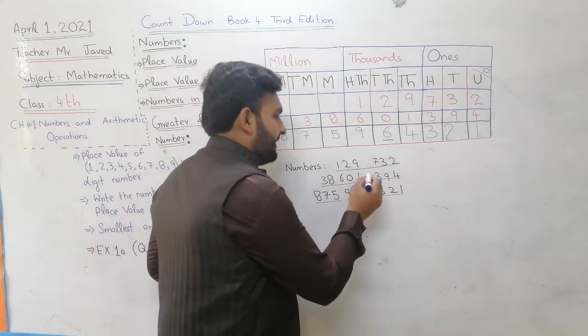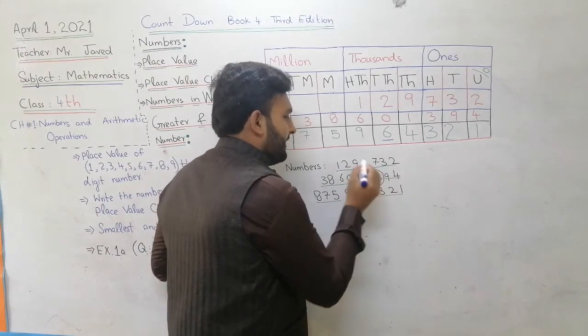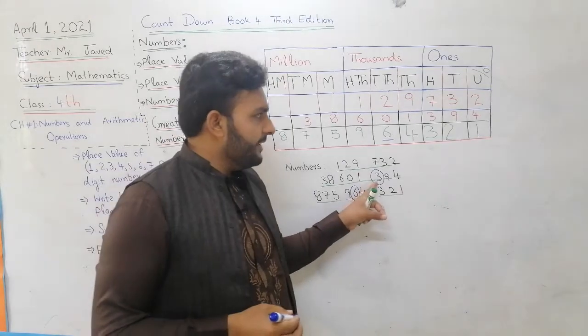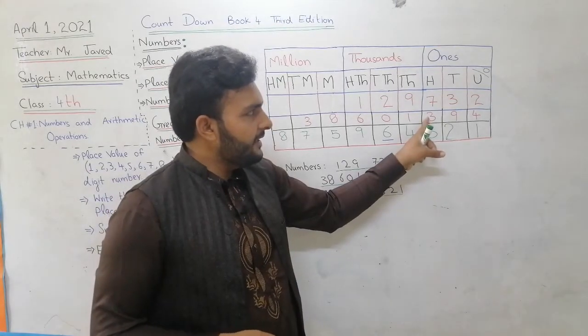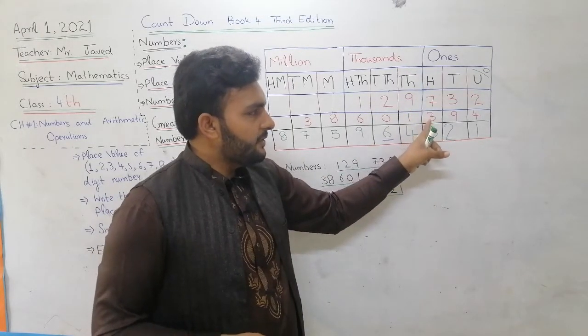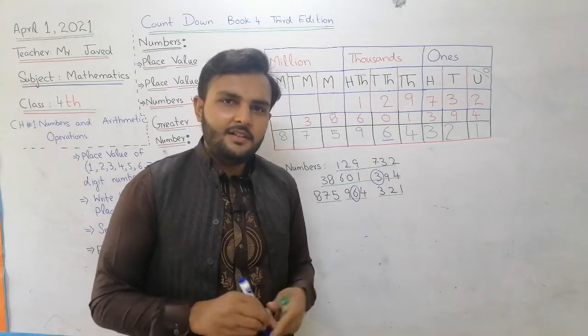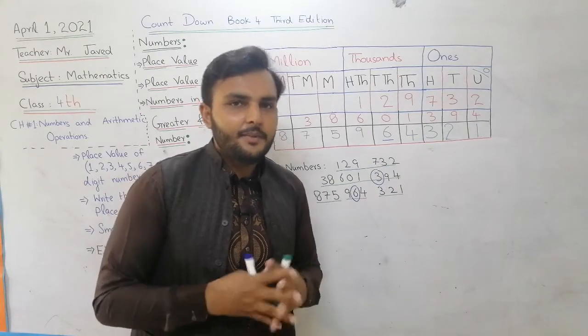Now, if I ask the place value of 3, then what will you tell? 100th place. Where is 3 here? This 3 is here and this is 100. So 300. Its value is 300 because 3 is here in the 100 place.